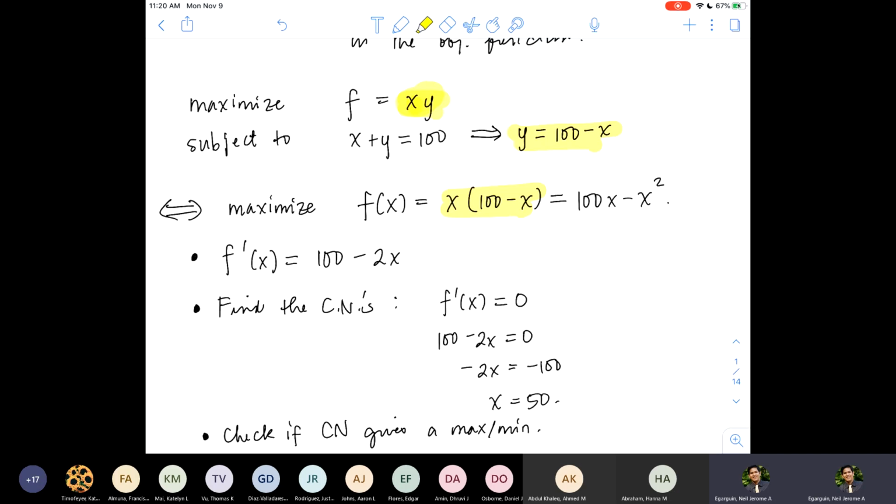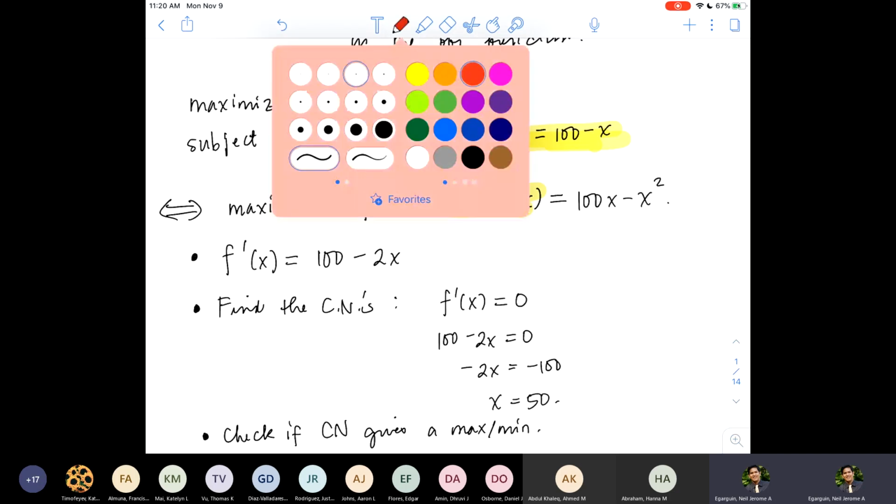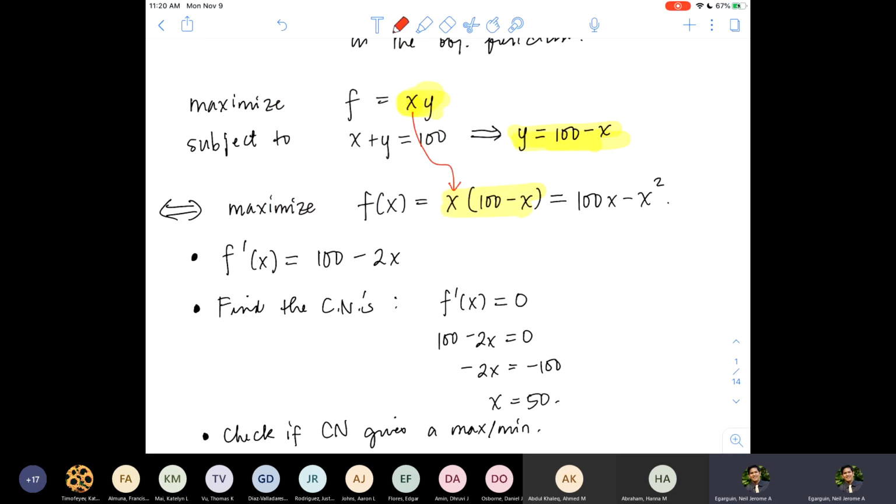The problem with that objective function is it involves two variables. So I want to eliminate one of the variables. And I decided to use the constraint in order to solve for y in terms of x. So basically this x was copied over from the objective function. And the second factor is just from plugging in y equals 100 minus x coming from the constraint. And that gave me the objective function in terms of only a single variable x. And then I took the derivative, found the critical numbers, and now I'm going to check whether I have a maximum or a minimum.